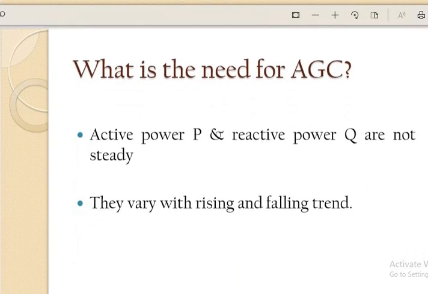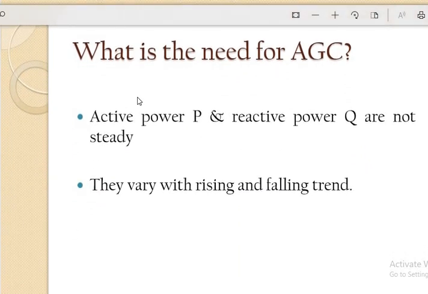Now let's proceed. What is the need for AGC or automatic generation control? Okay, so as we already know, power generation will be having both active power component P and reactive power component Q. So automatic generation control means we are going to control the active power P or the reactive power Q automatically. So why do we need an automatic generation control?